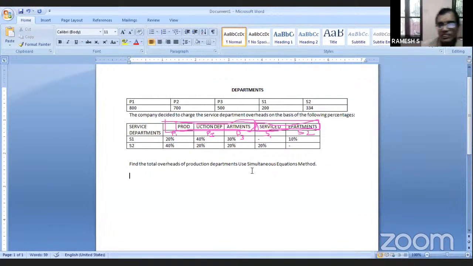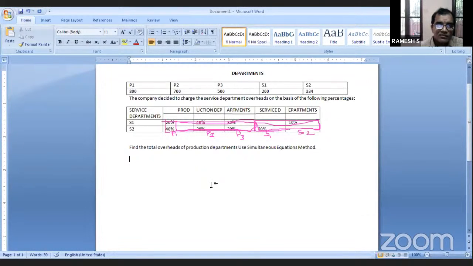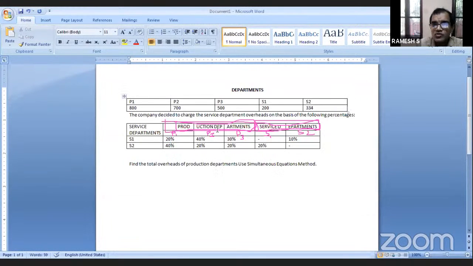Now coming to today's class, we will learn about the simultaneous equations method. What do you mean? How do you calculate? We will learn, but before that we will have to recapitulate what we have learned in your 10th class, or if any MPC students are there, in your intermediate level, you must have done problems based on simultaneous equations.